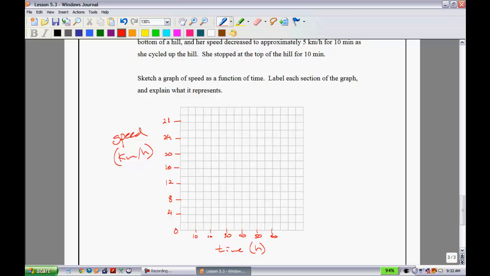So the first part of the leg said that she accelerated until she reached a speed of 20 kilometers an hour. So some people have the person starting right at 20 kilometers an hour, but if she's accelerating, right, she had to start somewhere down here. She had to be stopped. So if she accelerated to 20 kilometers an hour, maybe it took her a minute or two to get up to this point. So that's the part that I have so far. I'll take my straight edge and we have that portion of the leg. The next part said she cycled at a speed of 20 kilometers an hour. Well, we've done that.